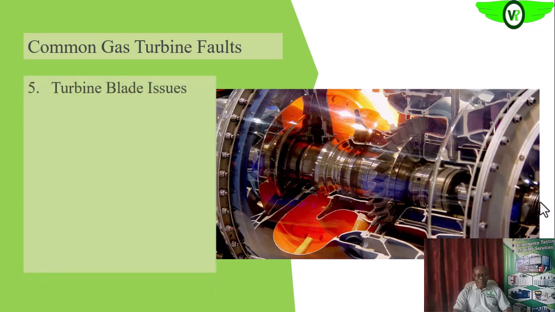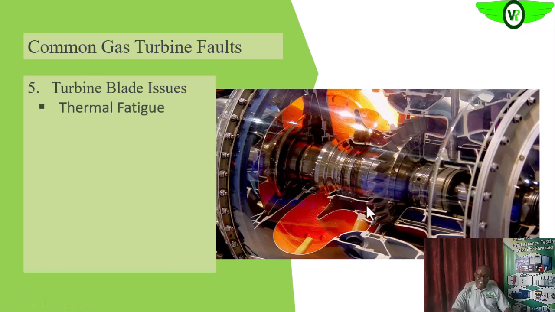Now we want to look at the turbine blade issues. The turbine blades can also have issues. They are the ones in direct line of fire, as you can see here. As the combustion product leaves the combustor and goes into the turbine blades, both the stationary and the rotating blades receive the direct heat. So what are some of the issues that could be associated with these turbine blades?